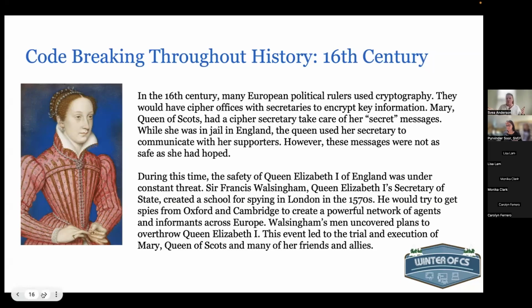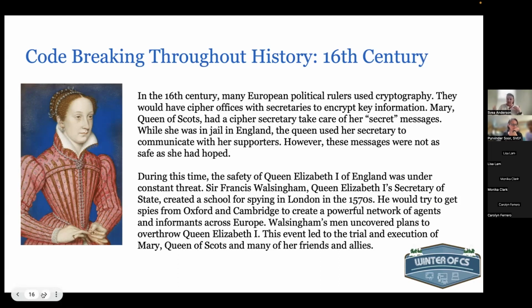So I've introduced you to World War II and the Germans and their encryptions, right? But these kinds of secret codes went back a long time ago. We can go all the way back to Mary Queen of Scots, who used code to keep communicating through her secretary to her supporters. But again, they lacked the integrity and the safety, so they weren't as safe as she had hoped. Then we have Queen Elizabeth, whose safety was in question during this time. And so they came up with the spy school in the 1570s.